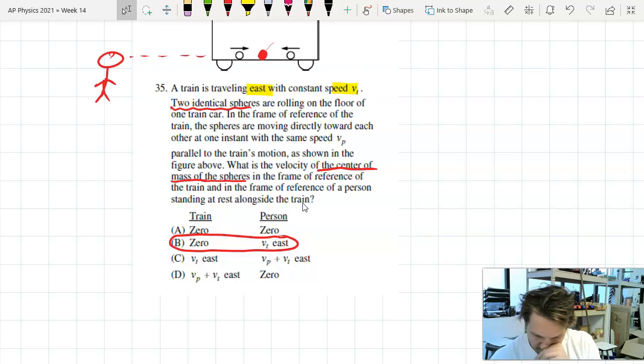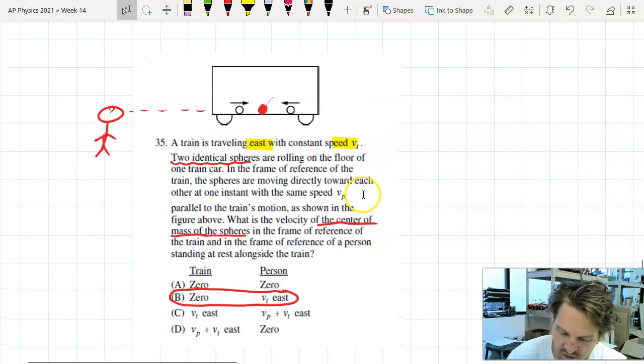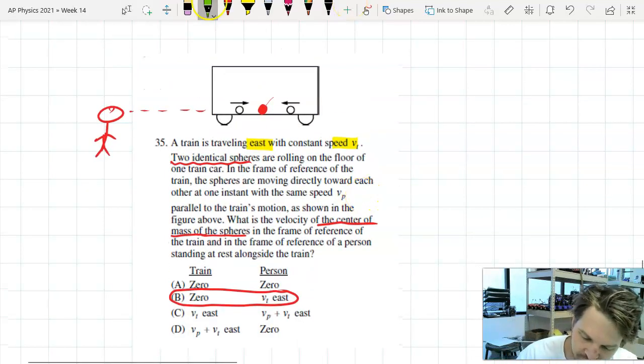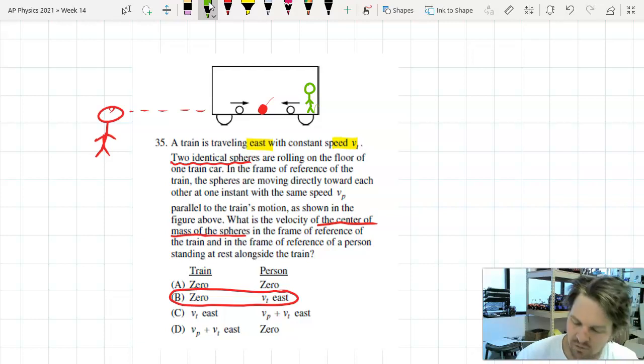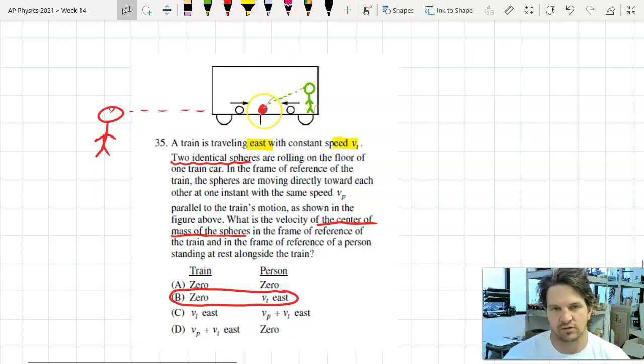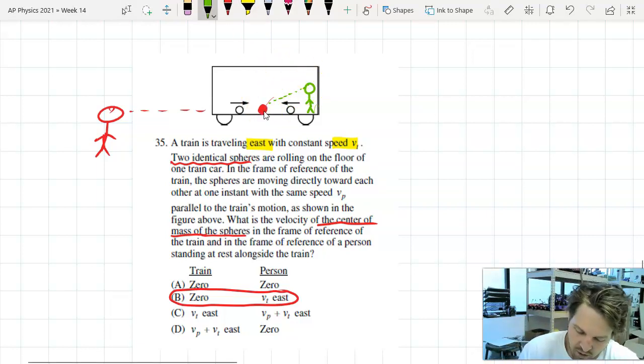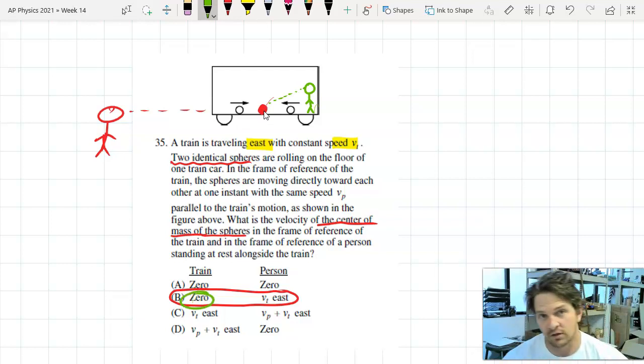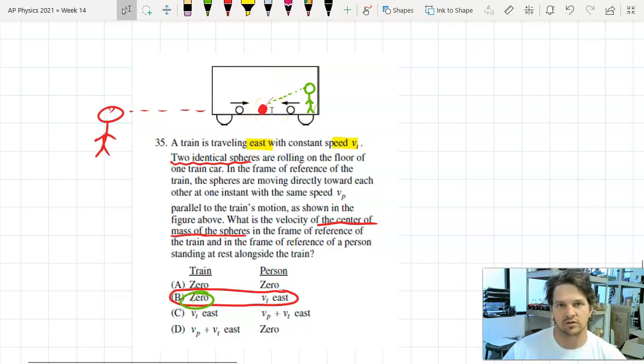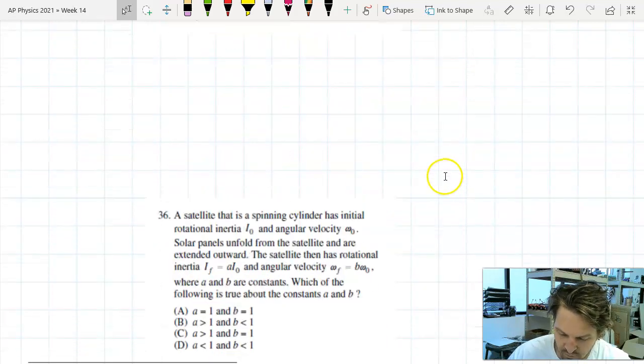If somebody was standing inside the train, like maybe they were right here, well, they would be moving along with the train and they would just see that center of mass not moving at all. They would just see the spheres rolling towards each other. So that's why this answer is 0 as well, because the person inside the train wouldn't see the center of mass moving. It'd just be standing there. Okay?